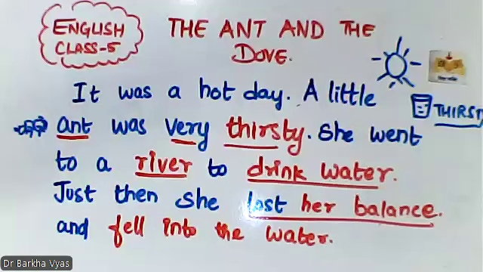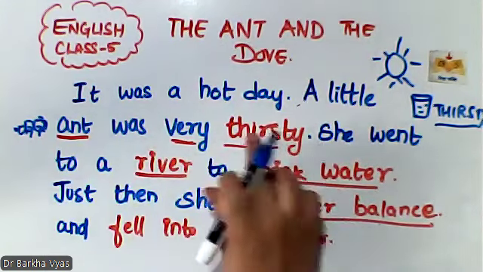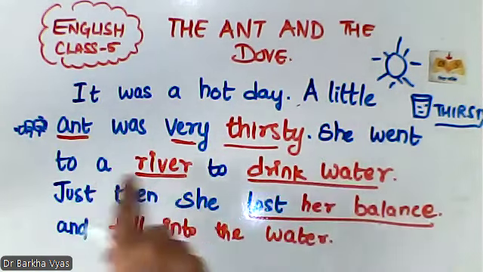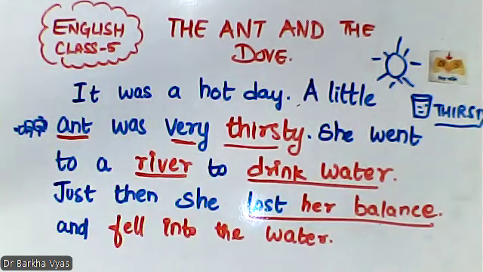So what happened? It was a very hot day. A little ant was very thirsty. Very thirsty यानी कि बहुत प्यासी थी. जो चींटी हमारी बहुत प्यासी थी. She went to a river. River यानी कि नदी. To drink water.